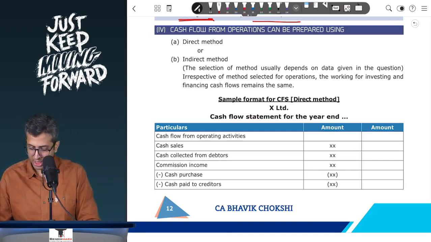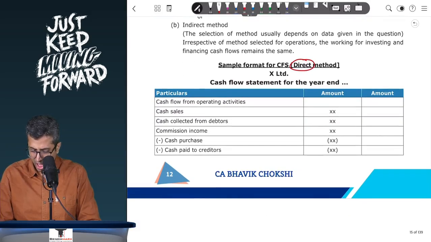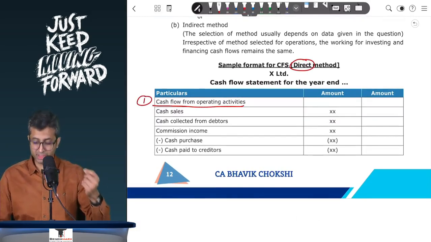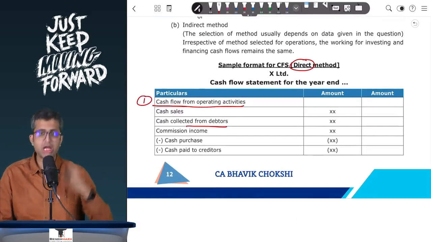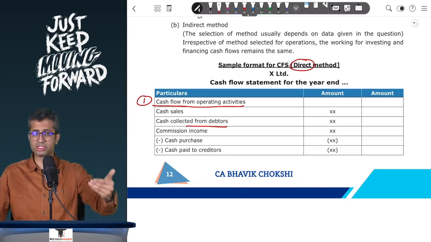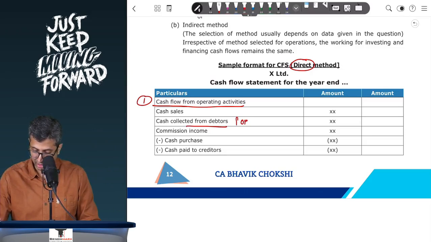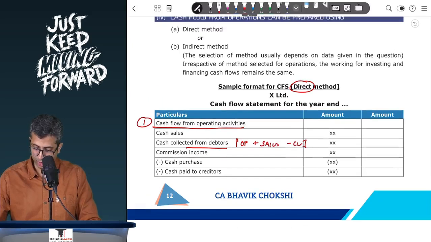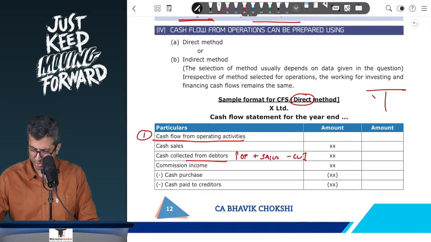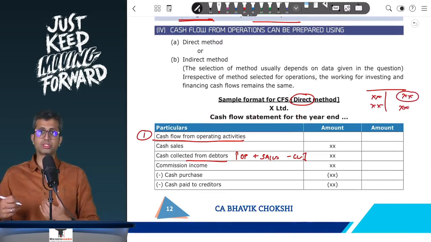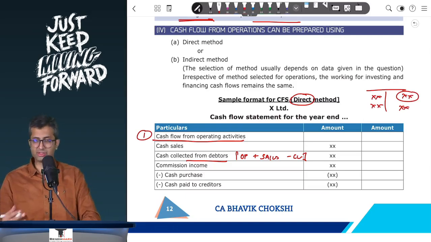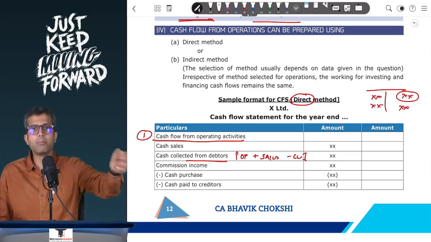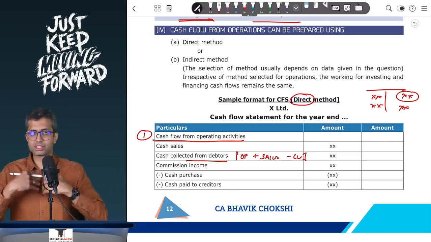Now first we'll take the sample format under the direct method. Under the direct method first, remember cash flow statement is for the year. This cash flow from operating activities, you'll start with cash sales or cash collection from debtors. Now in this case, you can either prepare the debtor account from the balance sheets available, or you can say opening debtors plus credit sales minus closing debtors. If I were to visualize and prepare a debtor account, this will be your opening debtors, this will be your closing debtors, then there will be credit sales, and the balancing figure will be collections. So over here, rather than preparing a ledger for every item, you can visualize and do opening plus the P&L item minus closing. This is applicable everywhere.